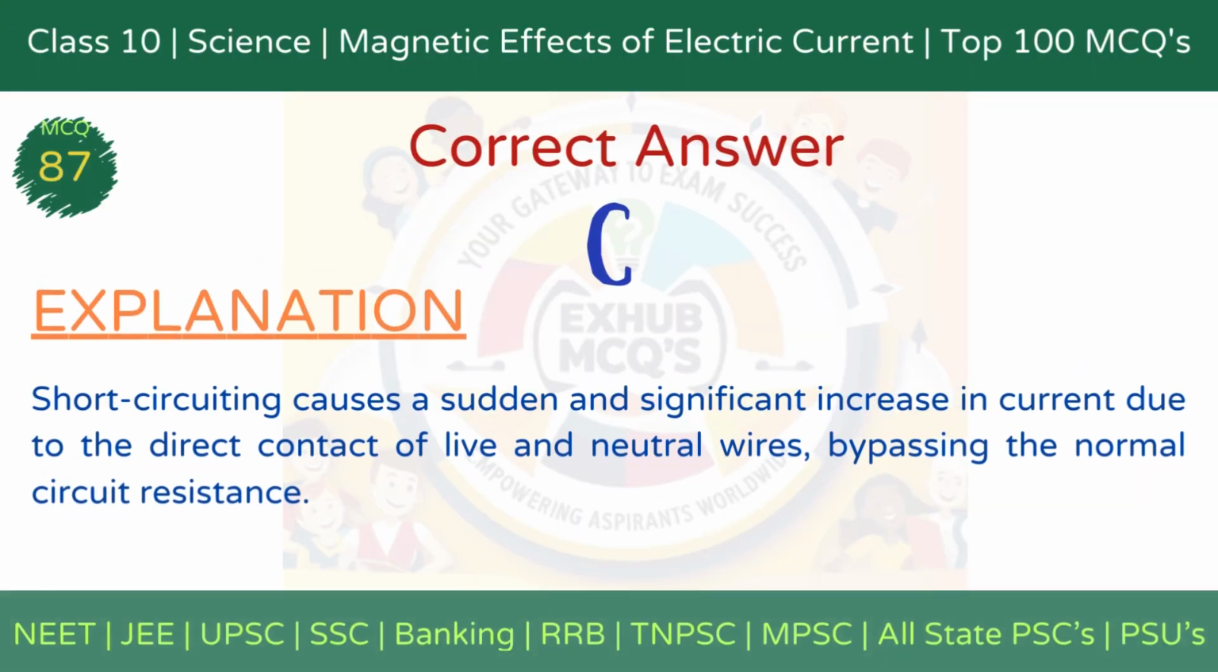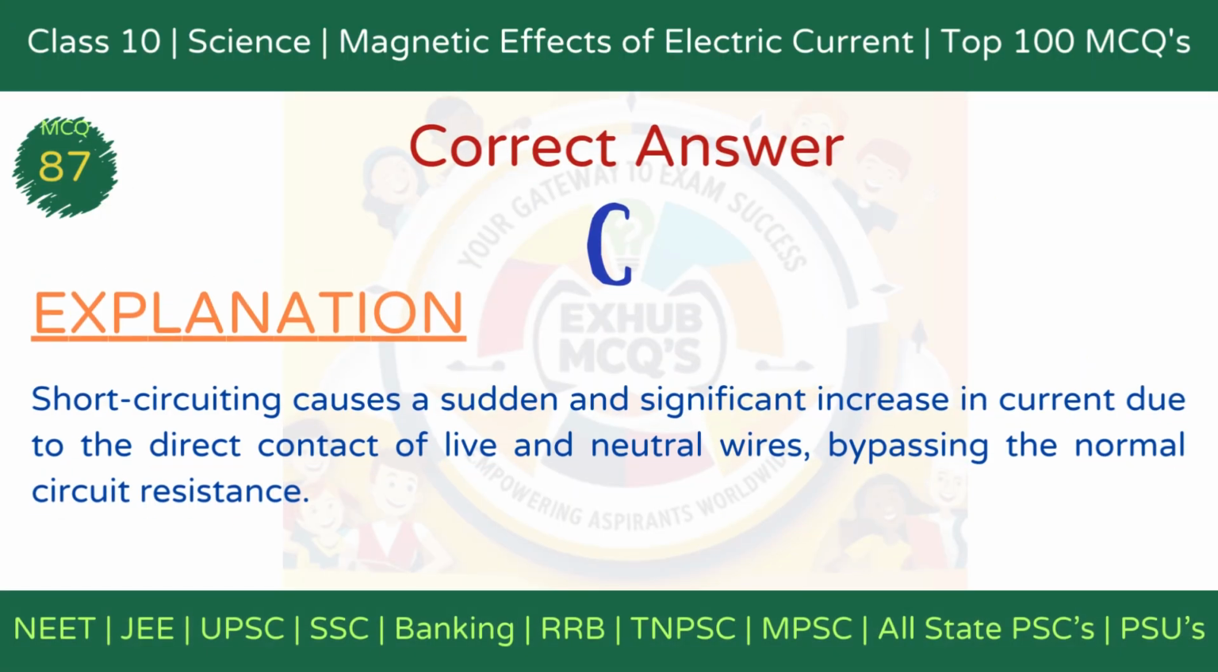The correct answer is option C, current increases drastically. Explanation. Short-circuiting causes a sudden and significant increase in current due to the direct contact of live and neutral wires, bypassing the normal circuit resistance and leading to potential damage.